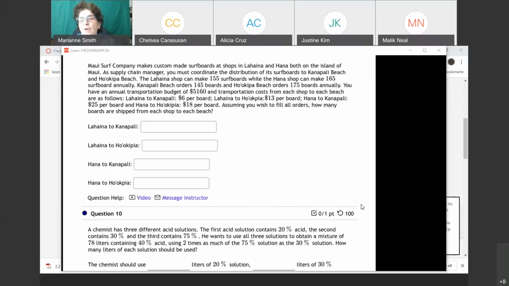Assuming you wish to fill all the orders, how many boards are shipped from each shop to each beach? Okay, I'll ask you the same question. Is this an optimization, a linear programming problem, or a system of equations? What kind of problem?